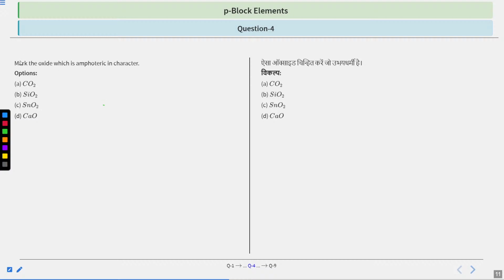क्वेश्चन नंबर 4 सेज दैट मार्क द ऑक्साइड विच इज एम्फोटेरिक इन नेचर. है ना. Options are A CO2, B SiO2, C SnO2, D CaO. So you should know that amphoteric oxides are formed by metalloids, ठीक है. If you have identified the metalloids, you can easily solve this question. So your time starts now to solve question number 4. So you have 28 seconds.